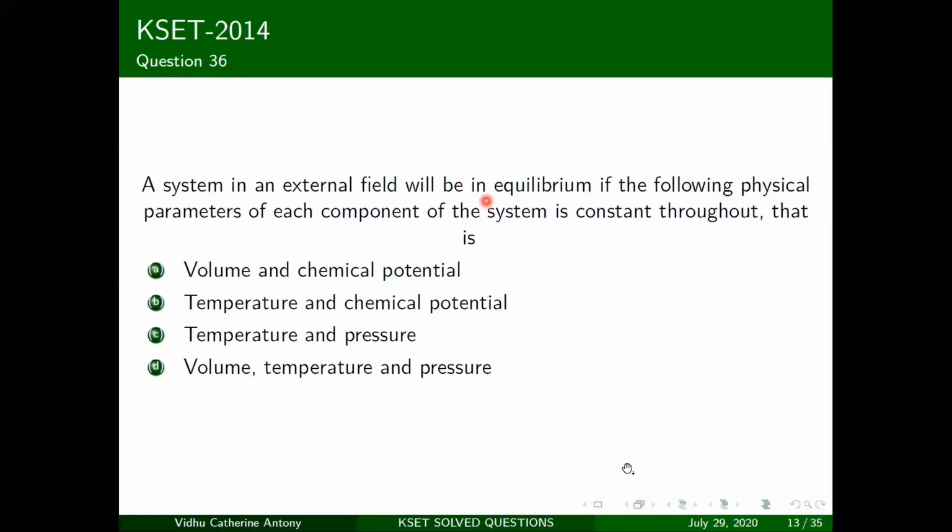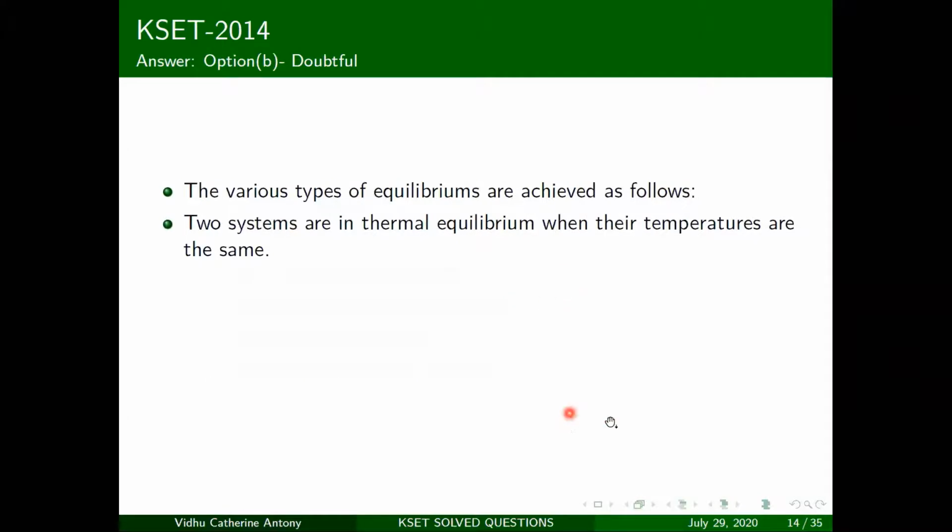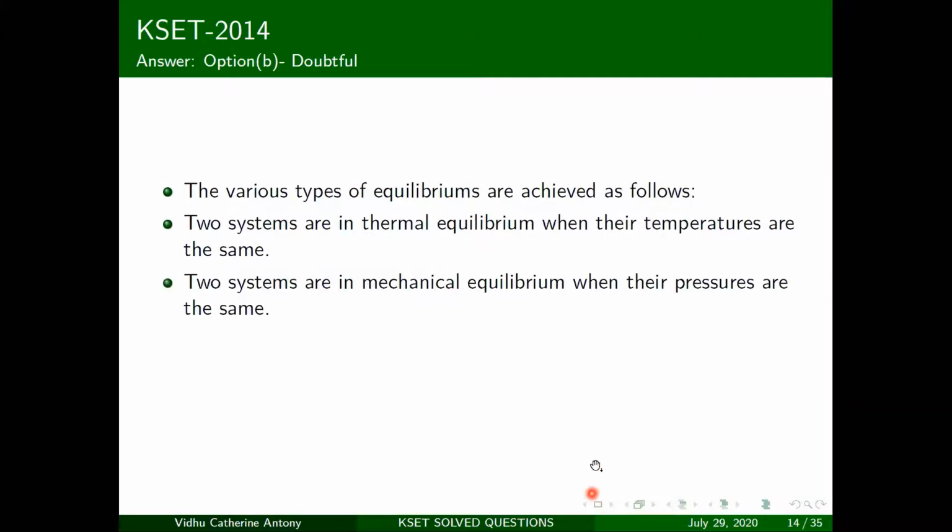Okay, so I will tell you about the different types of equilibrium and each of the parameters that are constant when you need that kind of an equilibrium. The various types of equilibria are achieved as follows. Two systems are in thermal equilibrium when the temperatures are the same. Thermal equilibrium: temperatures have to be the same.